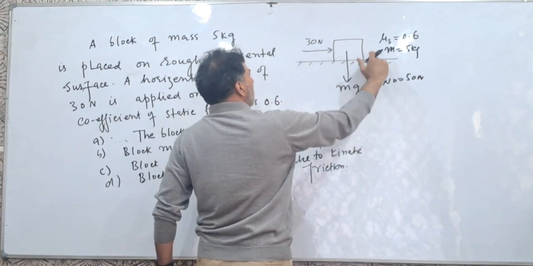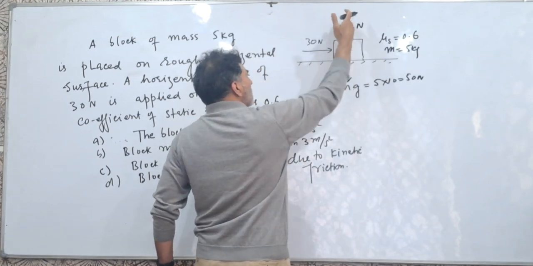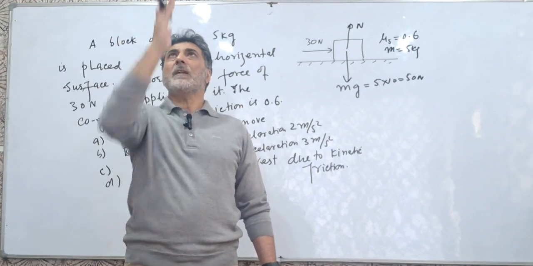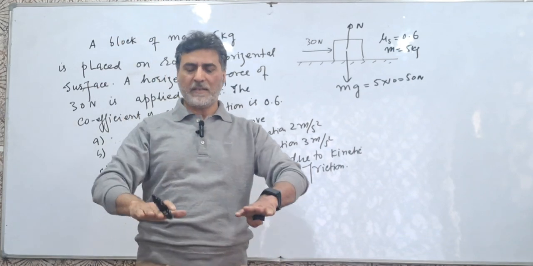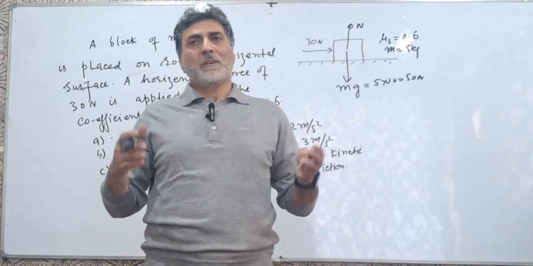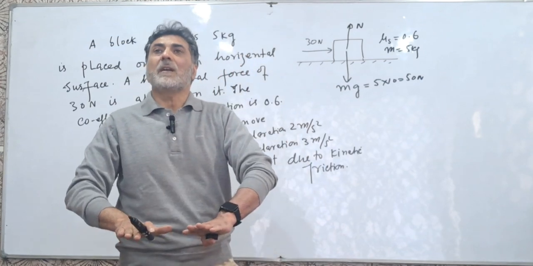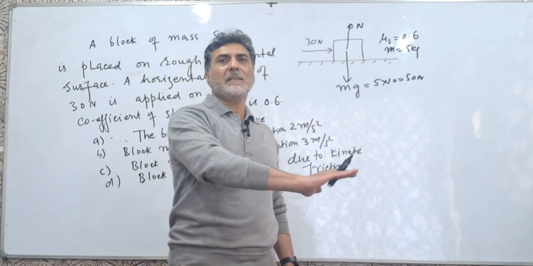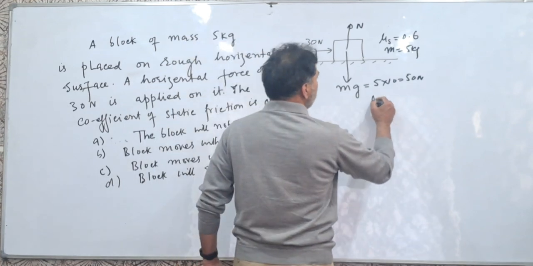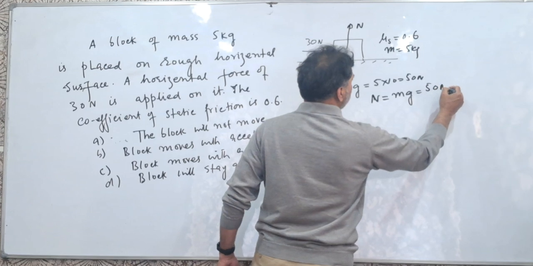What is the normal reaction offered by the surface in the upward direction? That is N. The body does not move in the vertical direction, neither up nor down, so vertical forces are balanced. So far as the body is at rest on the ground, understand that normal reaction and mg are equal, because in the vertical direction there is no acceleration. Body just rests on the ground. It may move in the forward direction, but it will not move in the vertical direction as such. So always what do we do? N is equal to mg, that is equal to 50 Newton.